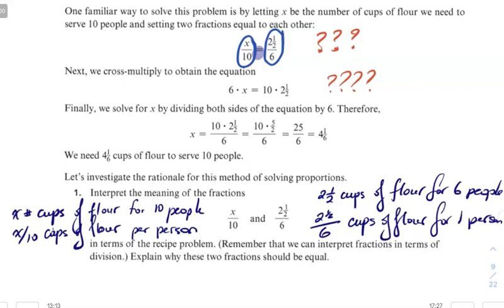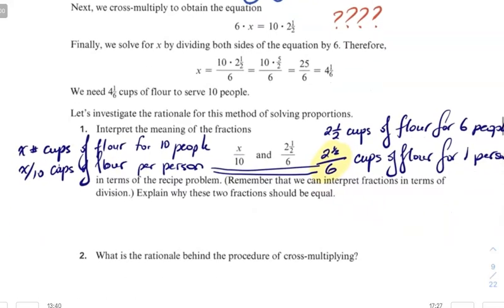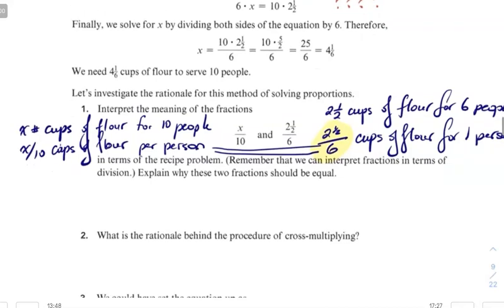Now you might be saying, hey, this is not looking proper. We can't have fractions inside fractions. Not sure why exactly. It does make sense conceptually that is 2.5 cups of flour divided by 6 for 1 person. And now we're also told that the ratio of people to cups of flour remains the same. So we know that these two are equal. So x tenths is the same as 2.5 sixths. Okay, I'm hoping that makes sense. If not, make sure you ask me a question during the Q&A.